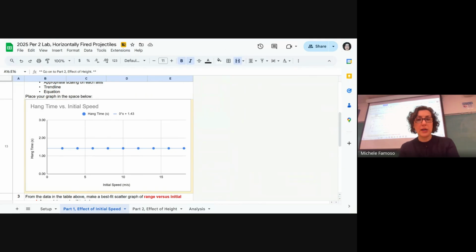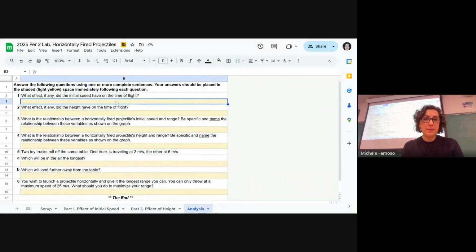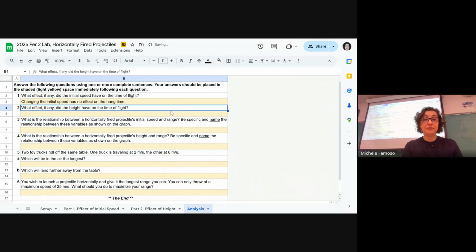Okay, so let's go ahead and answer that question then. Under the analysis, changing the initial speed has no effect on the hang time. That's a complete sentence. We need to do these in complete sentences according to the directions.